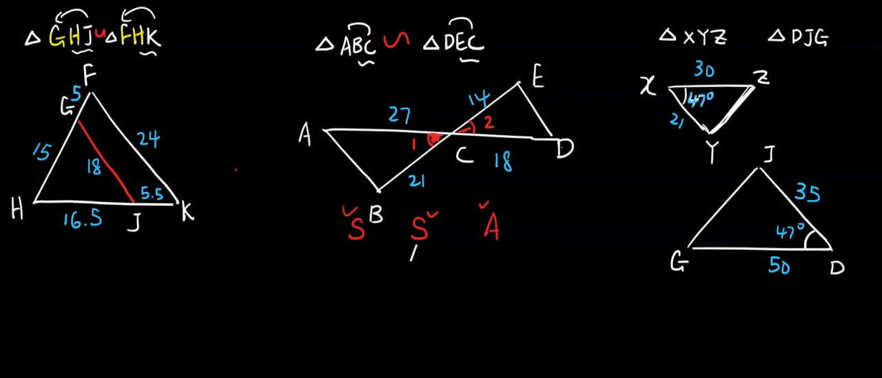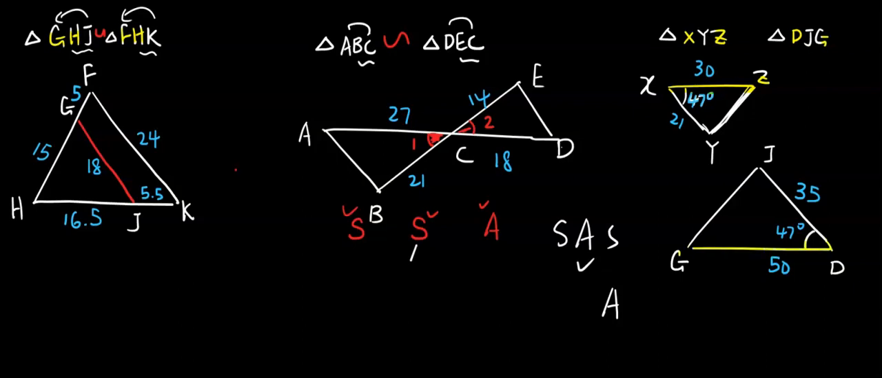It gives us a triangle XYZ and triangle DJG. Obviously, we're not going to use side because we see an angle here. The angle, this is 47, this is also 47. So for side, angle, side, we've got an angle down. Let's look at the side. XZ and DG should be corresponding sides. We have XZ is 30.